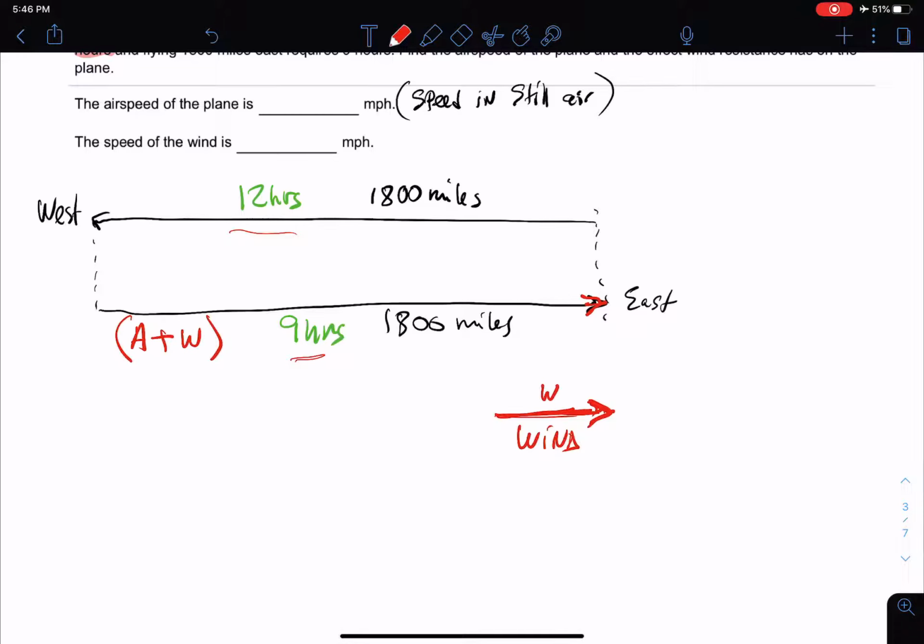Okay, and we probably should do a let statement over here. Let W equal the speed of the wind, and then let A equal the speed of the plane.